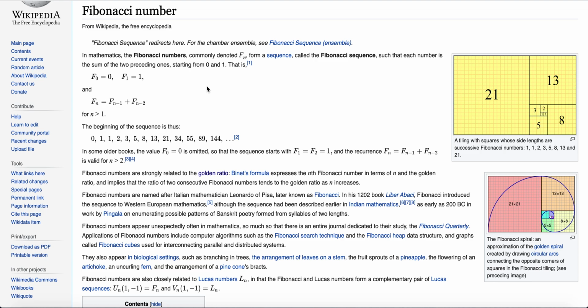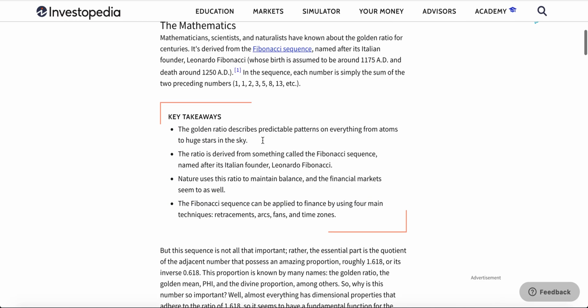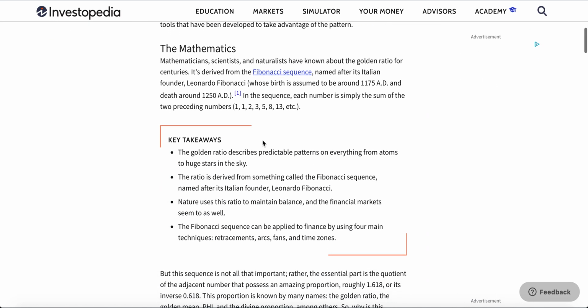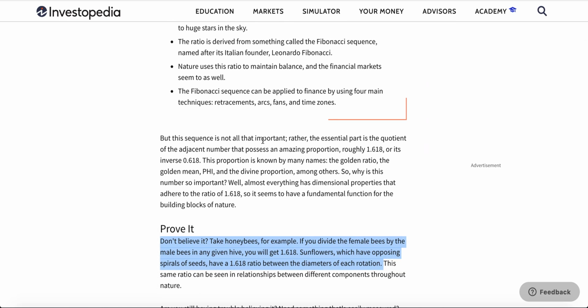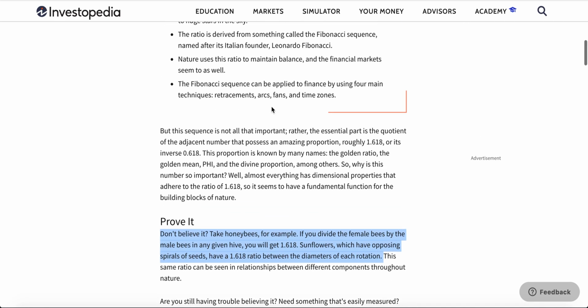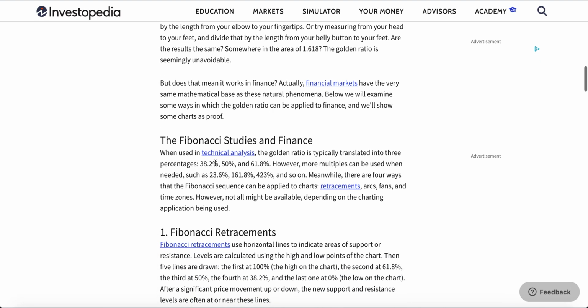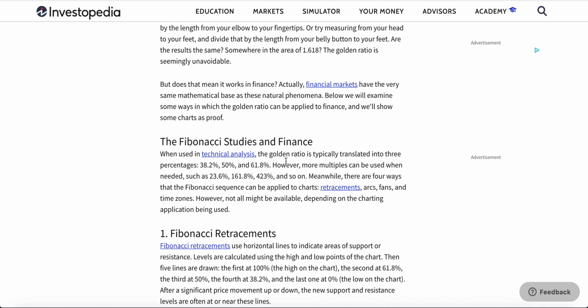One of the mathematicians invented this, and what they found was that a lot of things in nature are found somehow in the ratios of the Fibonacci. There are a few important ratios, like 23.6, 38.2, 50, and 61.8. Those are the key important levels. And in stocks, it has been found that mostly 50% and 61.8% are the major levels for Fibonacci.